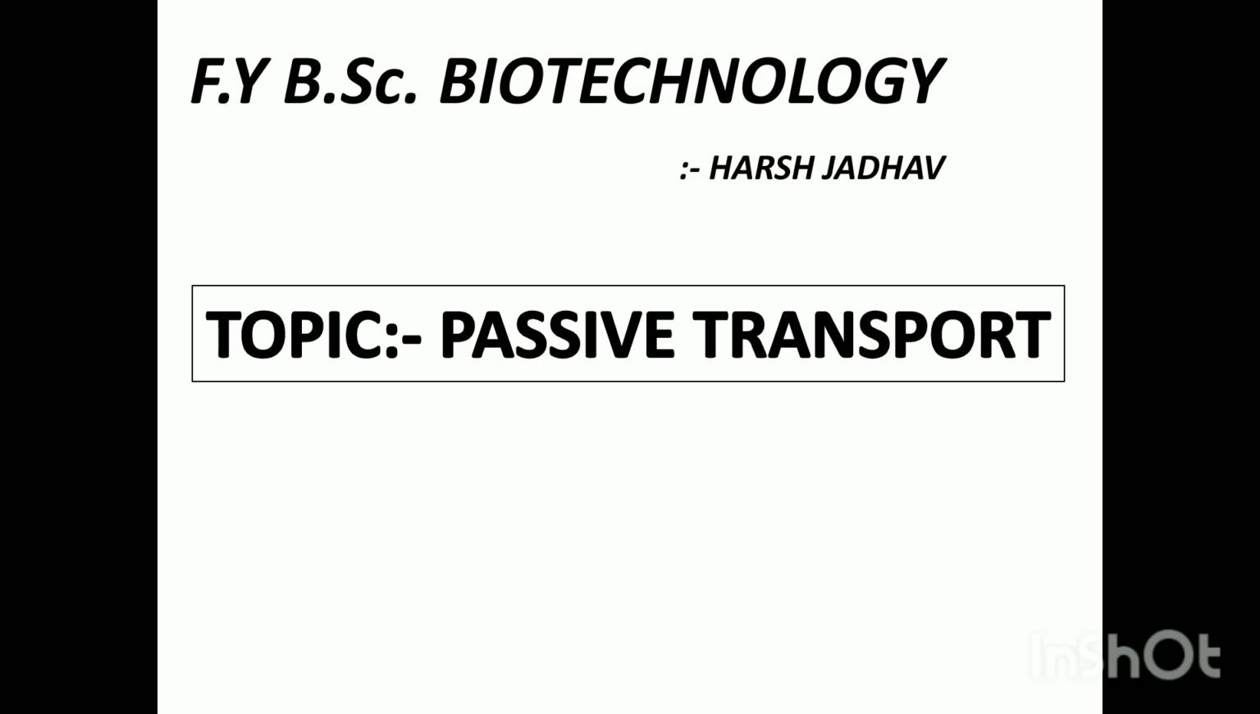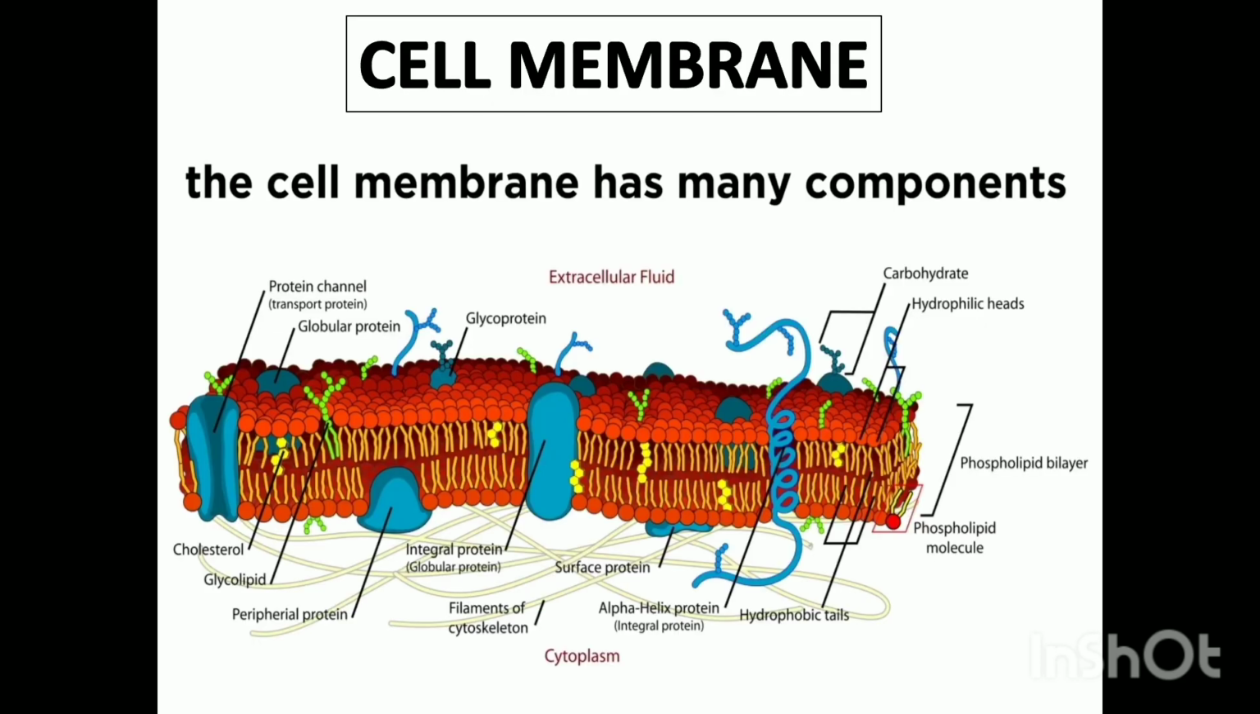So guys, today we are going to learn about passive transport in detail. Before talking about passive transport, we need to first understand the nature of the cell membrane. If we know the structure and the nature of the cell membrane, it will be easy to understand the transportation across the cell membrane. So let's start with the cell membrane.